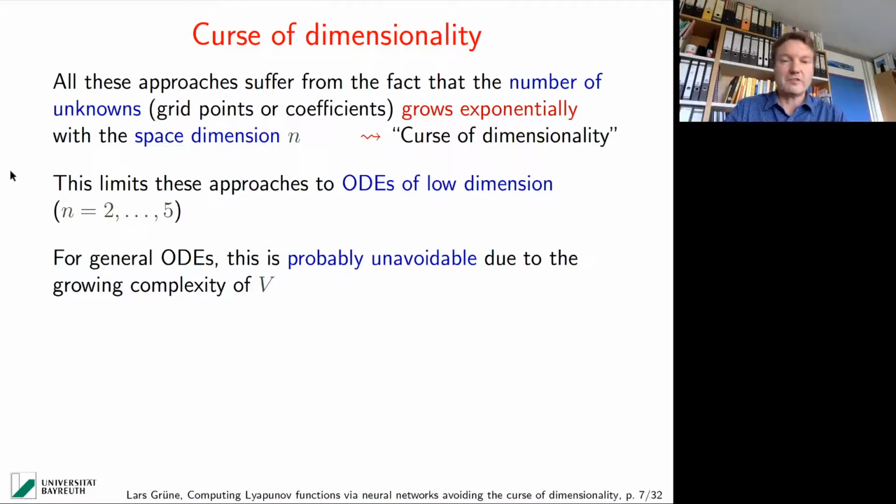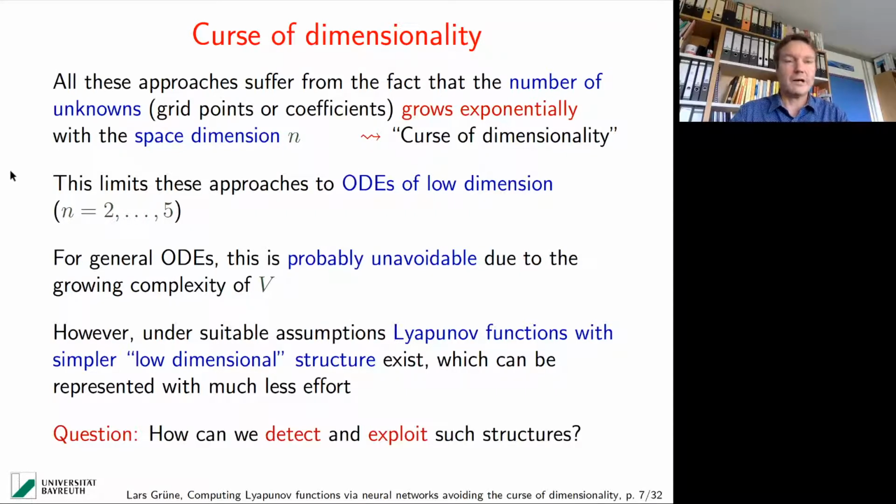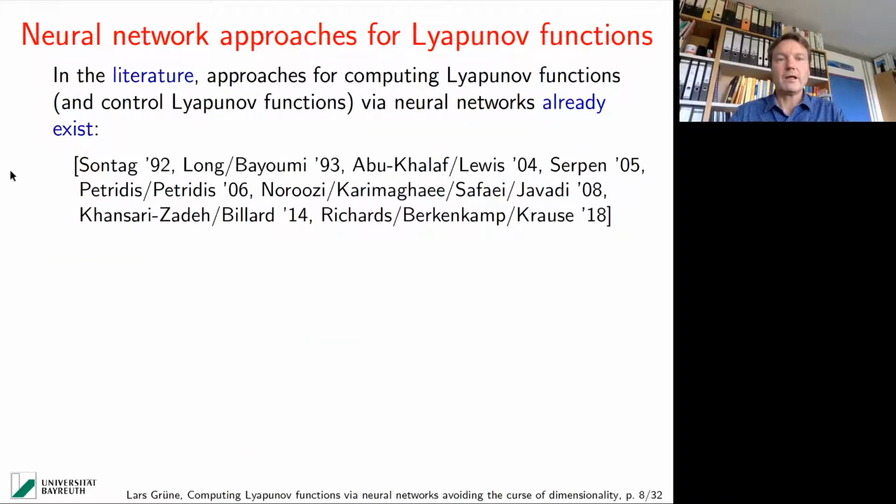But, and that's of course the art, one can possibly find suitable low-dimensional structure in the Lyapunov functions, which can then be used to represent the function with much less effort. And this is precisely what this talk is about. So I would like to talk now about how we can detect and exploit such structures. I will use neural networks for this.